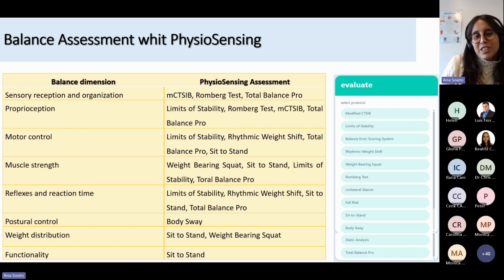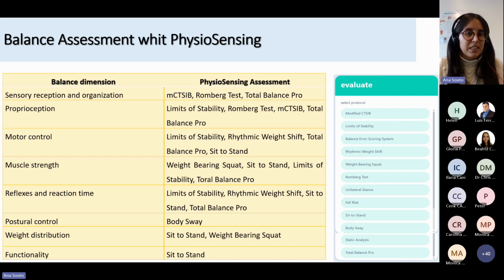In front of you on the slide, you can see our evidence-based recommendation for which protocol is more adequate for assessing specific balance dimensions. For sensory reception and organization, we have the MCTSIB, the Romberg test, and the Total Balance Pro. For proprioception assessment, we can use the limits of stability, the Romberg test, the MCTSIB, and the Total Balance Pro. For motor control, again, the limits of stability is one of my favorites, the rhythmic weight shift, the Total Balance Pro, and the sit to stand.